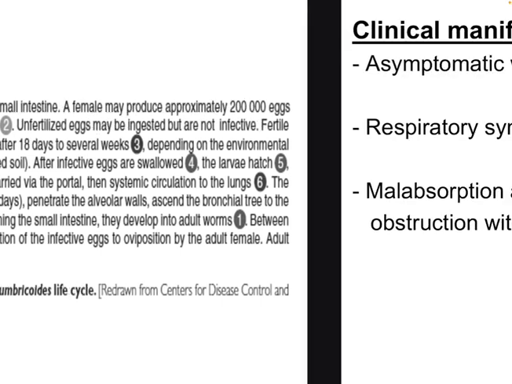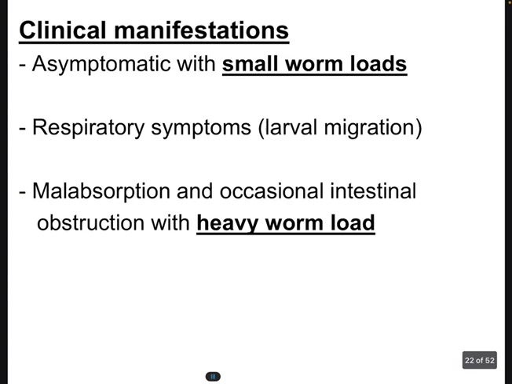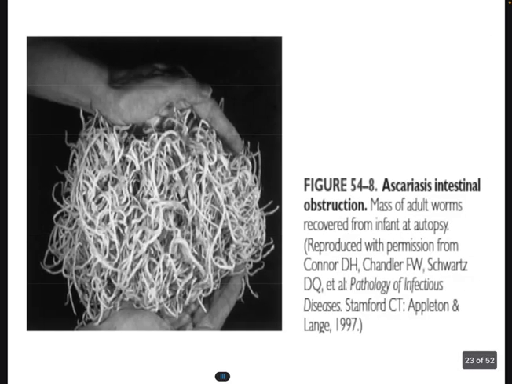As a clinical manifestation, it is usually asymptomatic for this small worm, because the number of worms is low. Respiratory symptoms can occur due to larval migration. Malabsorption, if you have a heavy load of the worm, and sometimes it can lead to intestinal obstruction in case of heavy worm load. You can see this number of worms from a patient recovered at autopsy. These cause intestinal obstruction.